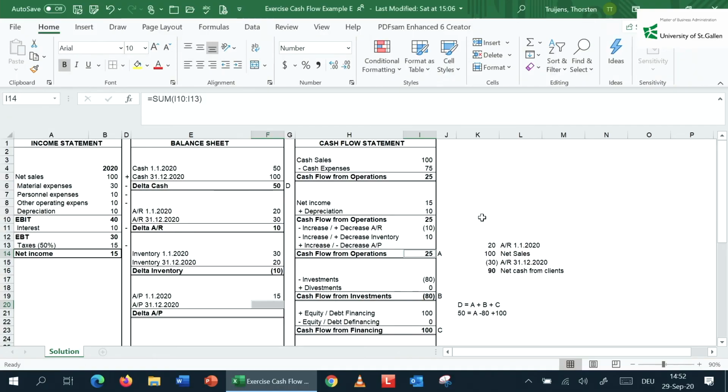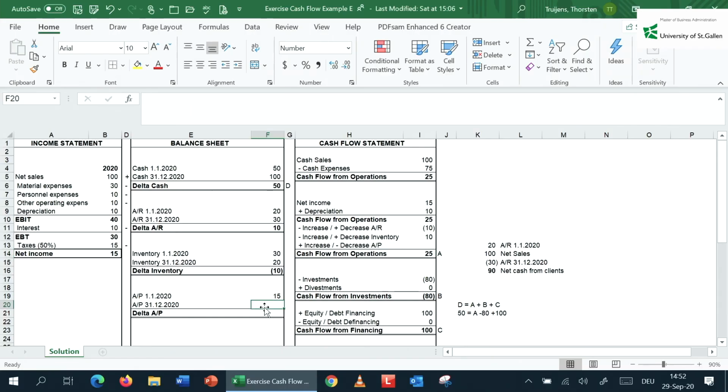Hit pause for a second, think it through, and then I will tell you what the right answer is. So we need 5 more. That means accounts payable, the more you have in accounts payable, the better for your cash. If you put 20 here, then you would have a delta of accounts payable of 5. So you increase the loans you obtain from suppliers by 5.